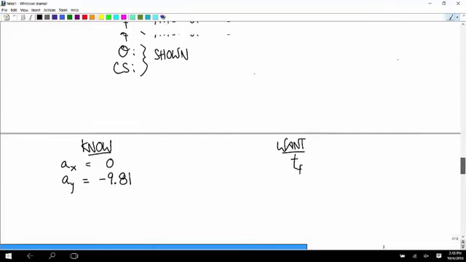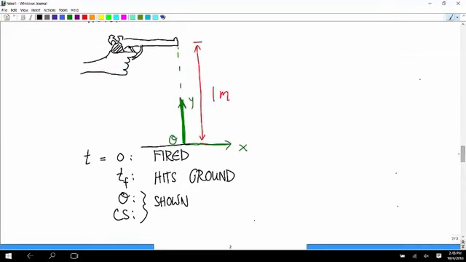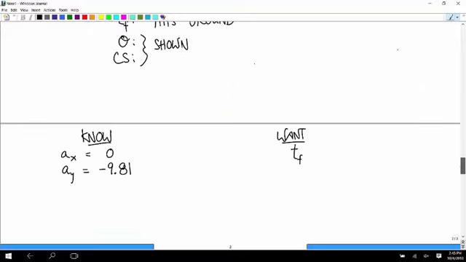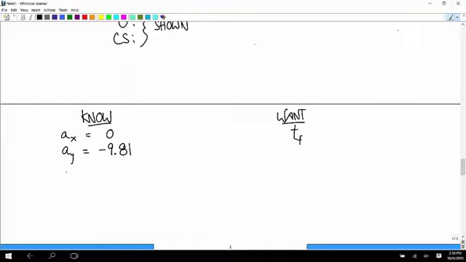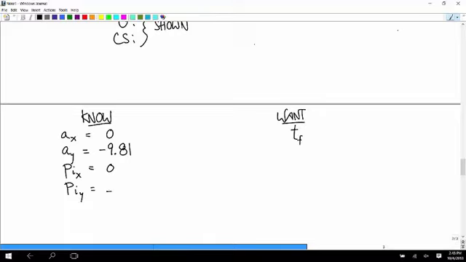Initial position, that's the coordinates of the bullet at time equals 0. What are the coordinates of the bullet at time equals 0? 0x, positive 1y. So pix is 0, piy is 1. Yes.